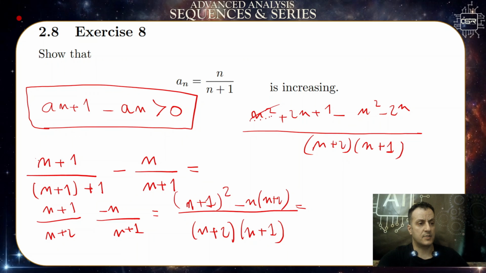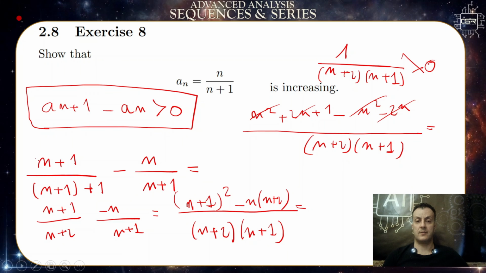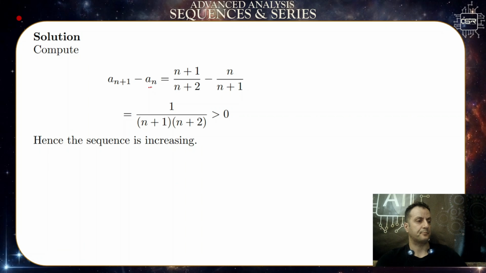So n squared minus n squared is eliminated, minus 2n plus 2n eliminated. So this is equal to 1 divided by n plus 2 times n plus 1. For whatever value of n, it is greater than 0. So as n increases, this value decreases, but it remains greater than 0. Hence, this sequence is increasing. You can say that it is monotonically increasing.